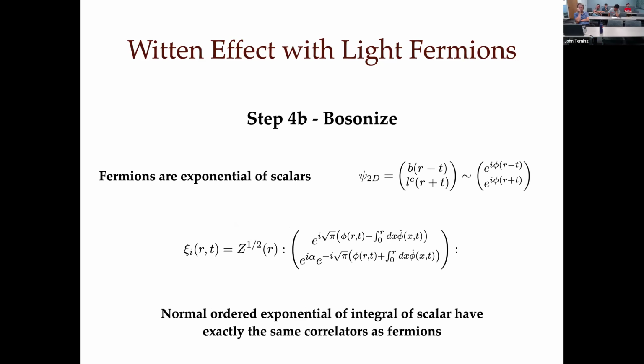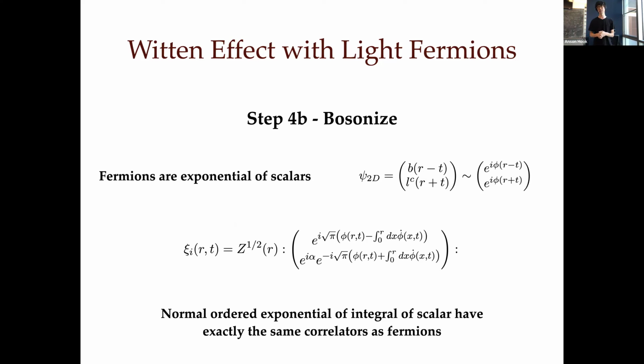Okay, so how does bosonization work? If you just choose a gamma matrix, what happens is the spin up moves to the right and spin down moves to the left. This is just the solution to the Dirac equation. And so the way you bosonize is to say the right moving fermion is equal to an exponential of a right moving scalar. A left moving fermion, which is spin down, is equal to the exponential of a left moving scalar.